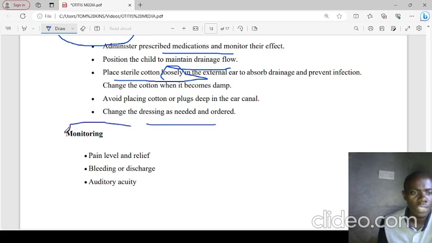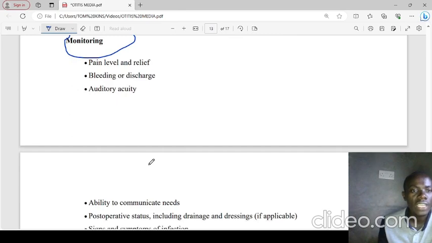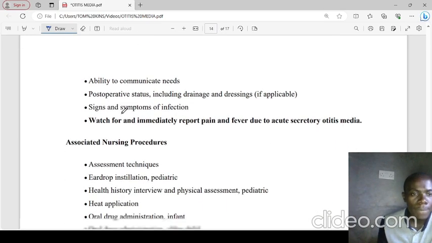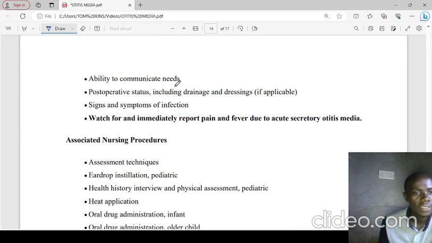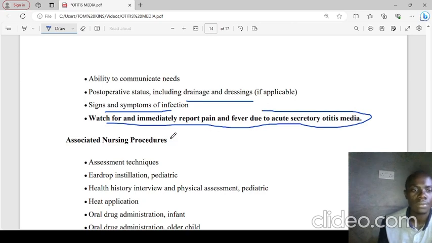What are you supposed to monitor as an RN? The pain level and relief, bleeding or any discharge, auditory acuity, ability to communicate the needs. Also need to monitor the postoperative status, including the drainage and dressings. Look at the signs and symptoms of an infection. Remember to watch for and immediately report pain and fever during acute secretory otitis media.